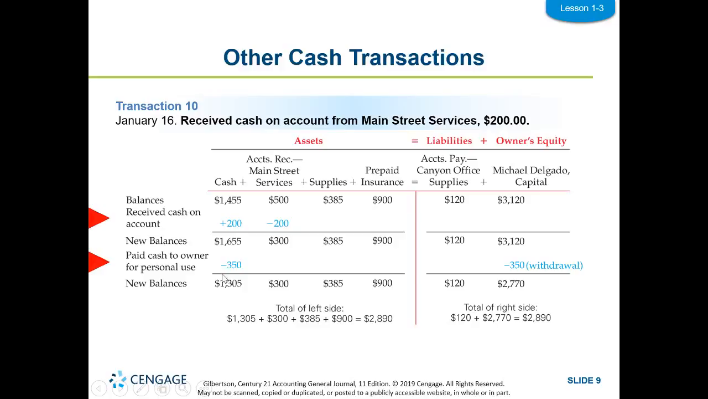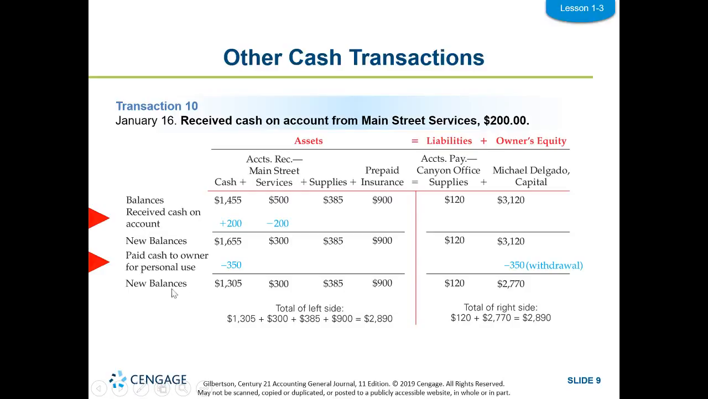So if we look at our transactions, we increased our cash by $200. We decreased Main Street Services by $200. So that gives us a new balance of $1,655 and $300. Okay, but again, we stayed on the same side of the equal sign, so we have to have two different processes. We have to add and subtract. Again, we're just kind of converting one asset to another.